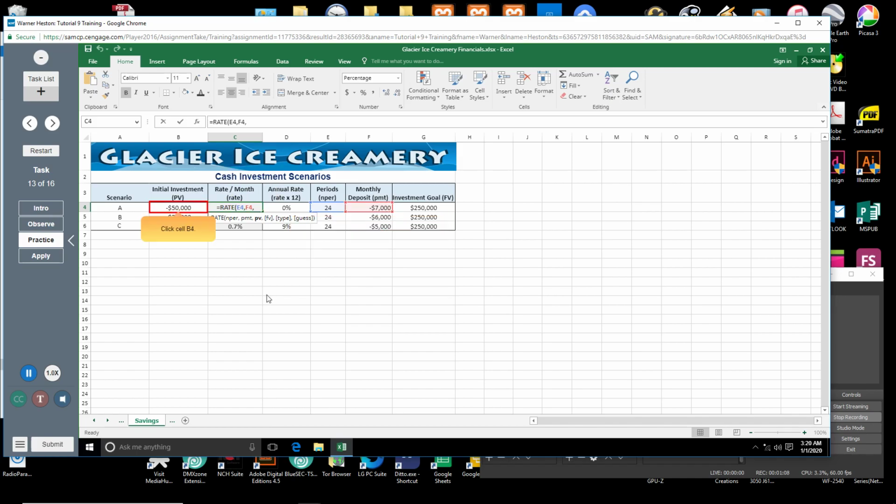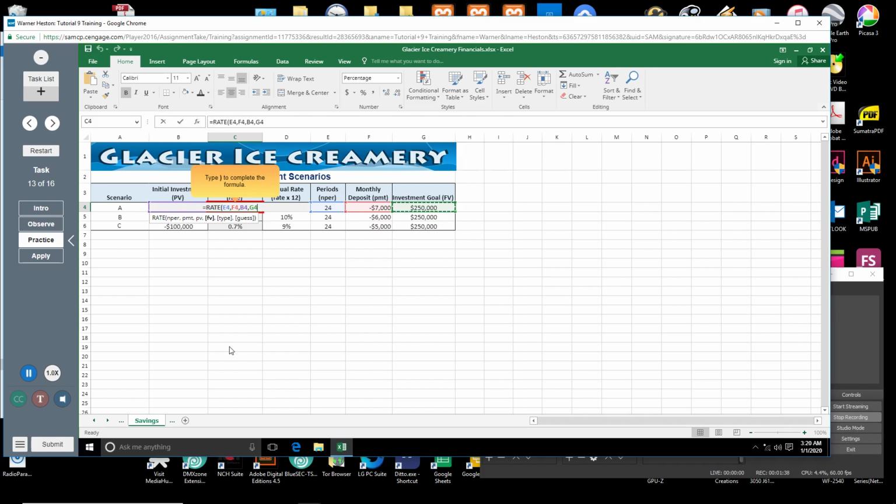Type a comma. Click cell B4. The present value, PV, of the investment is the initial deposit of $50,000. Again, a negative cash flow. Type a comma. Click cell G4. The investment goal, FV, is $250,000.